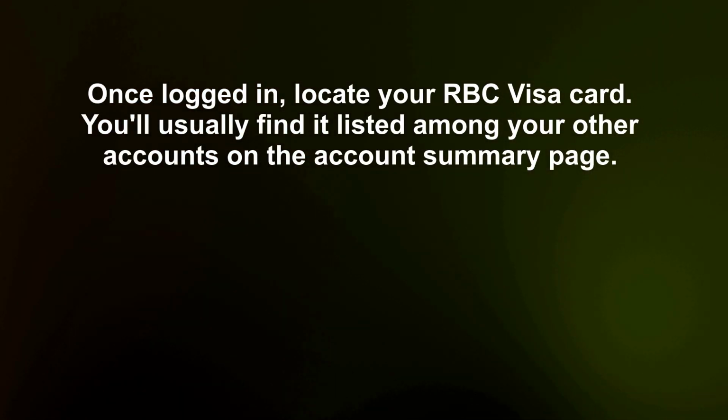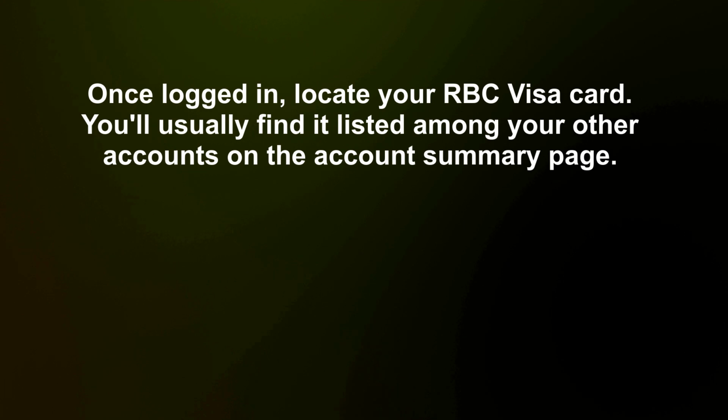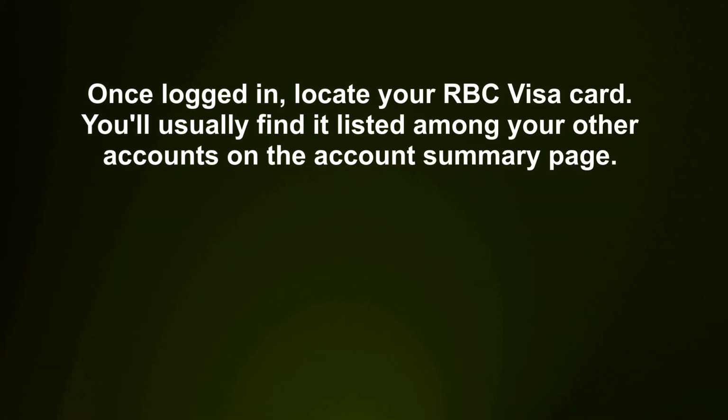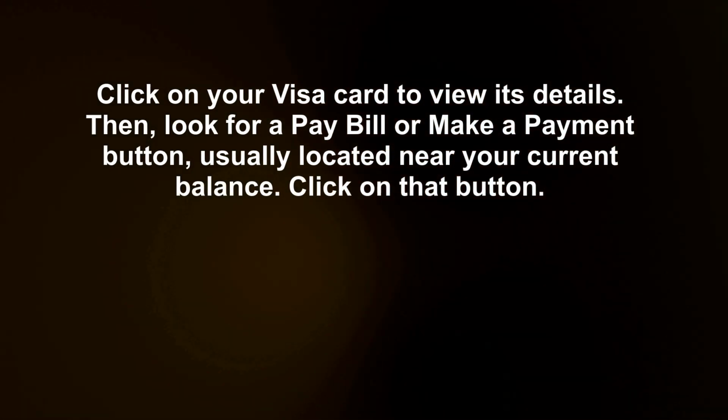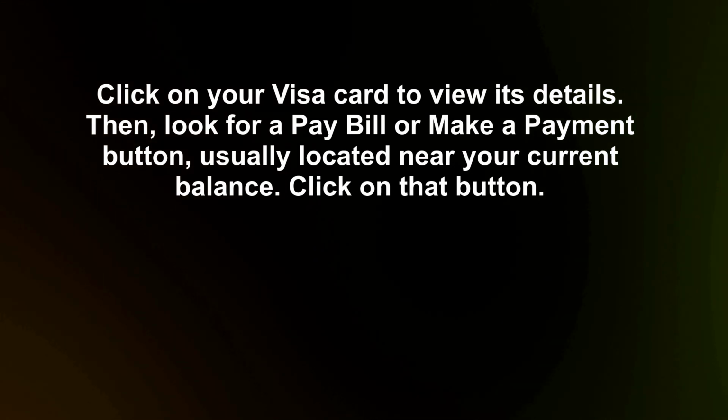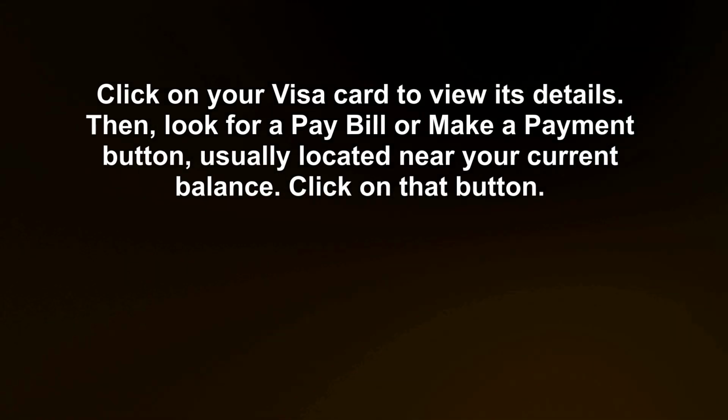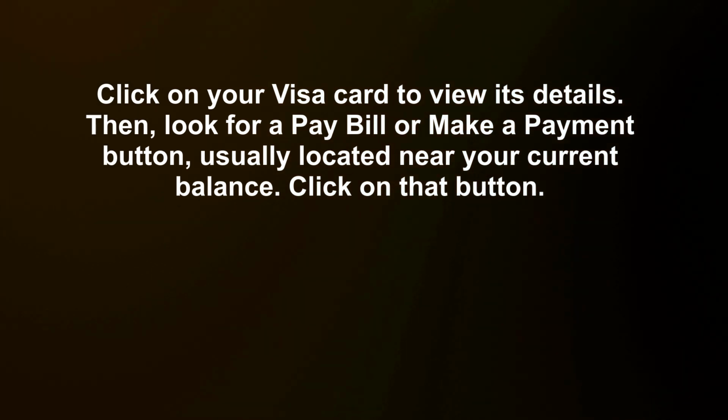Once logged in, locate your RBC Visa card. You'll usually find it listed among your other accounts on the account summary page. Click on your Visa card to view its details. Then, look for a Pay Bill or Make a Payment button, usually located near your current balance.